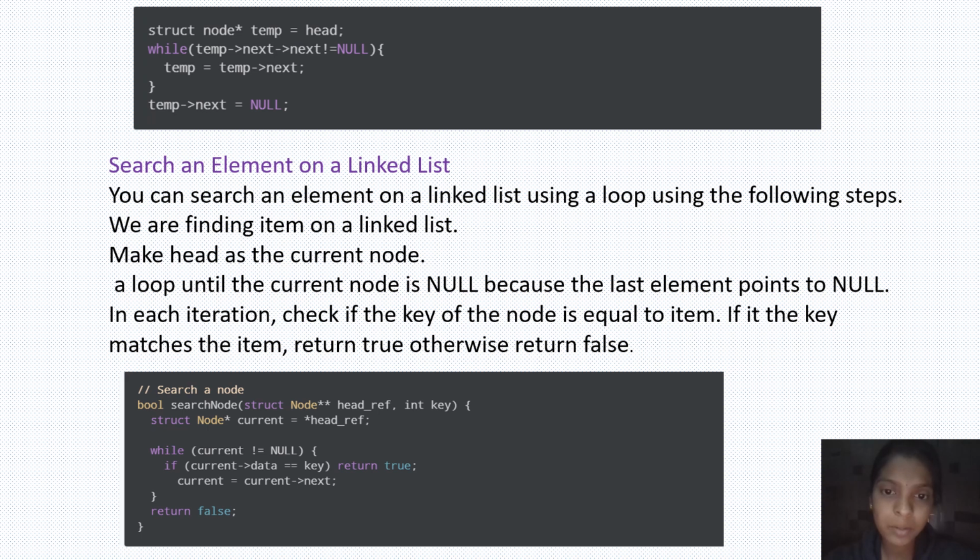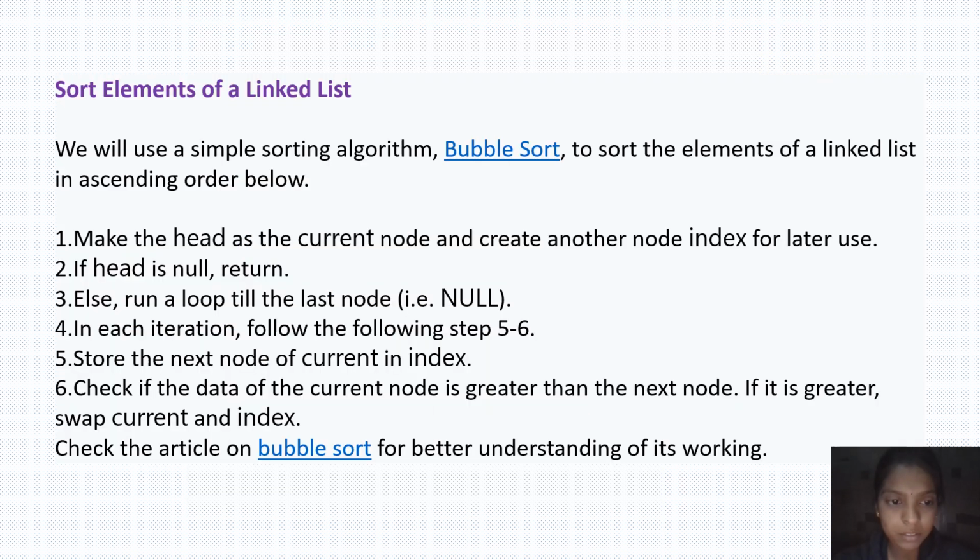You can search an element on a linked list using a loop with the following steps. The first step is finding an item on a linked list. Make head the current node. Loop until the current node is null, because the last element points to null. In each iteration, check if the key of the node is equal to the item. If the key matches the item, it returns true, otherwise it returns false. The example is the searching of an element. We can see a simple C programming example.